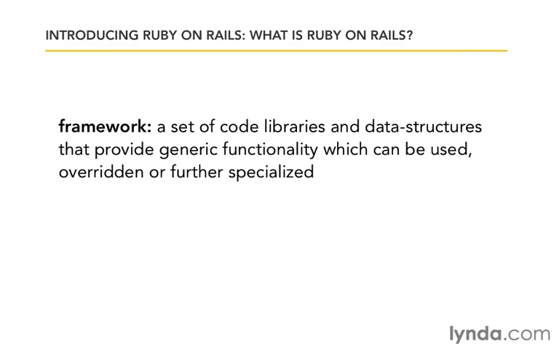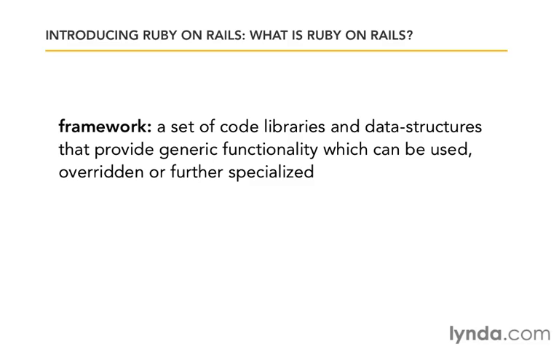Here's my definition. A framework is a set of code libraries and data structures that are going to provide generic functionality which can be used, overridden, or further specialized. So it's the code libraries and data structures. That's really what it is. And it's going to do things for us and help us to do things. So why not just call it a library then, right?